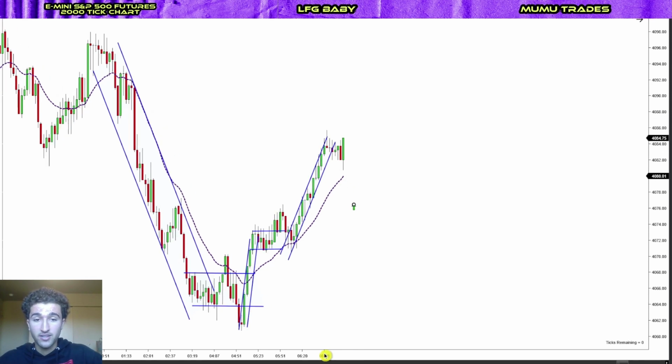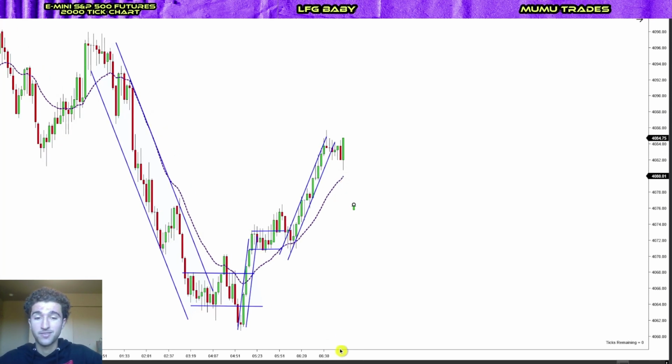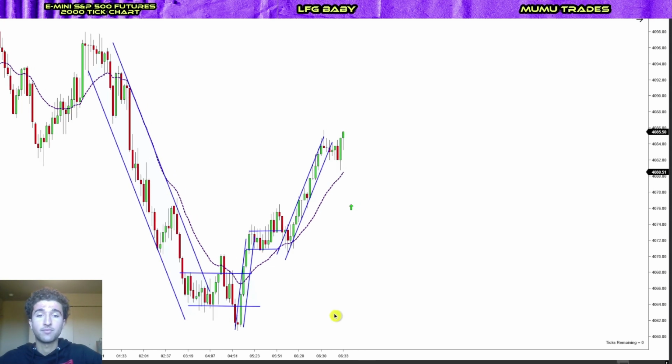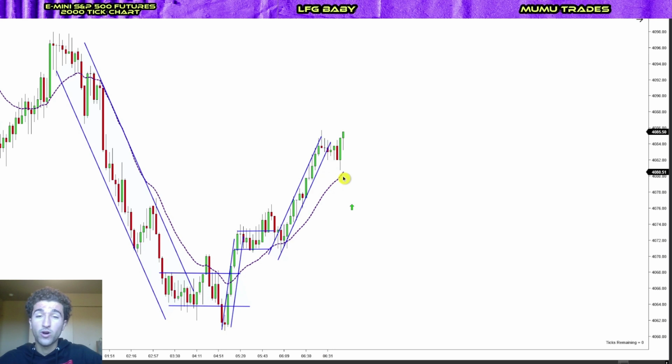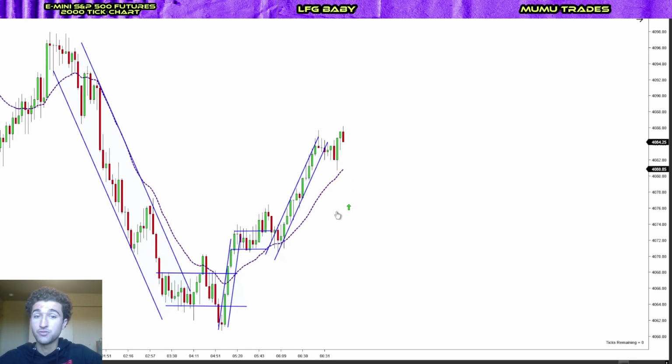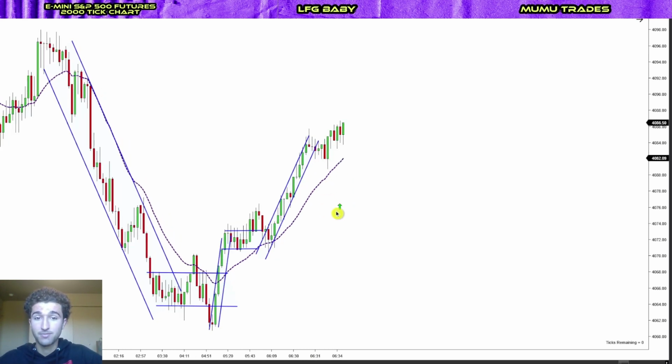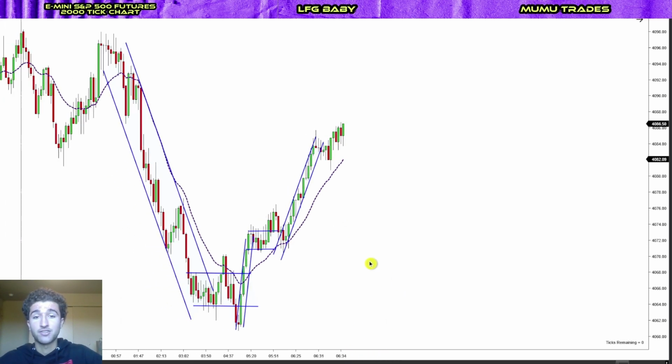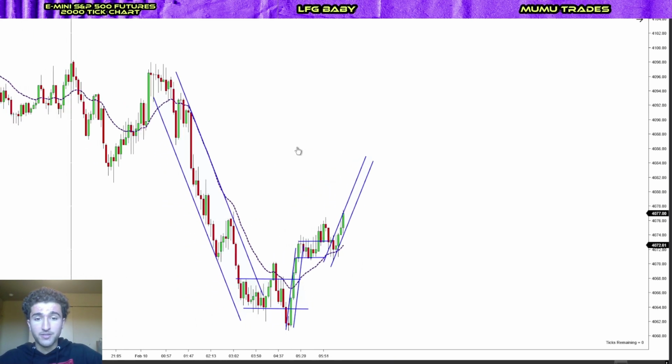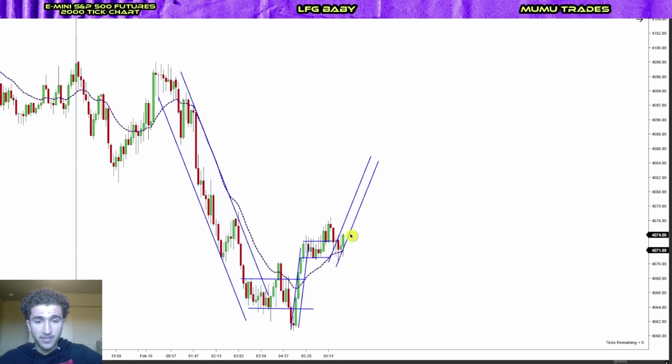We only want to take trades that are touching the EMA, preferably. I always avoid trades that are 1 or 2 ticks above the EMA because you can get trapped a lot of the time. This time it worked, but that's just a second entry long. So now, let's go back a little bit to here. This is also a second entry long.